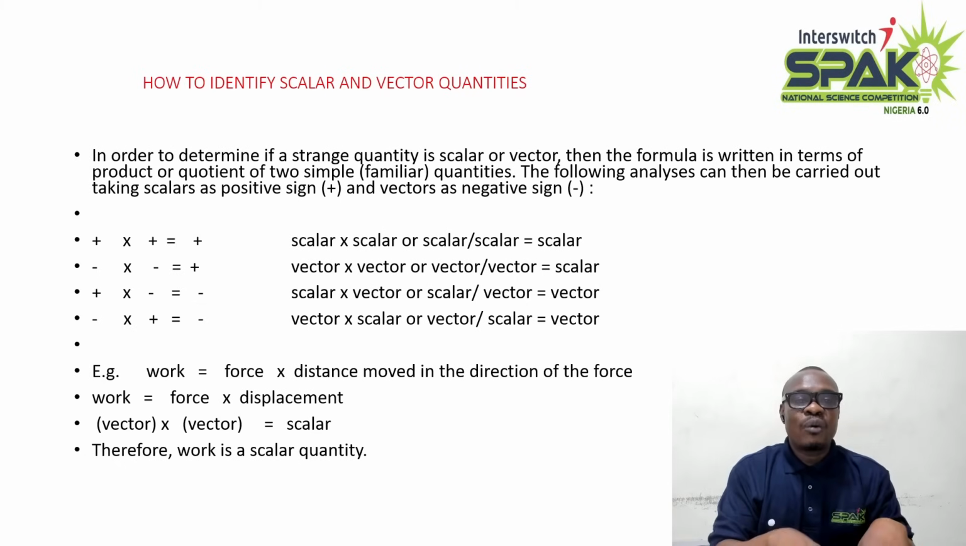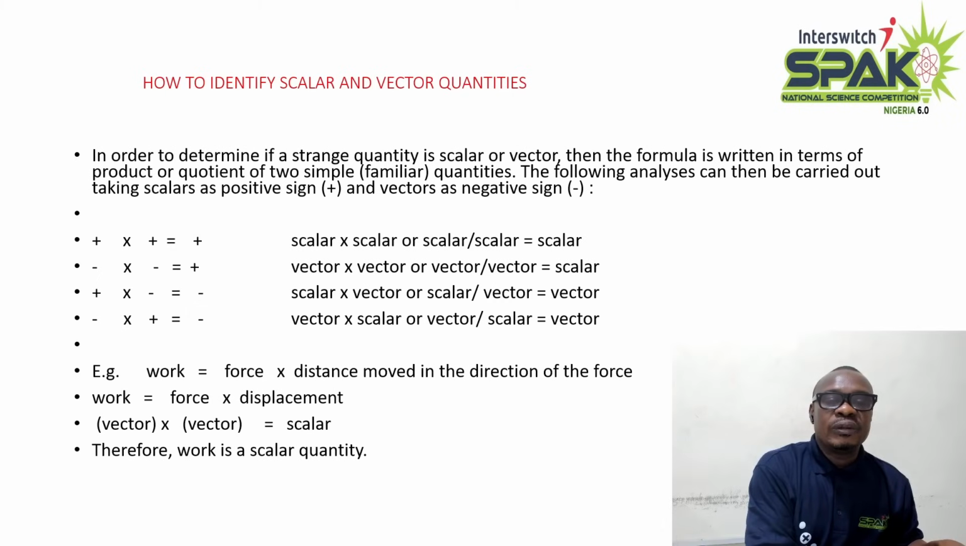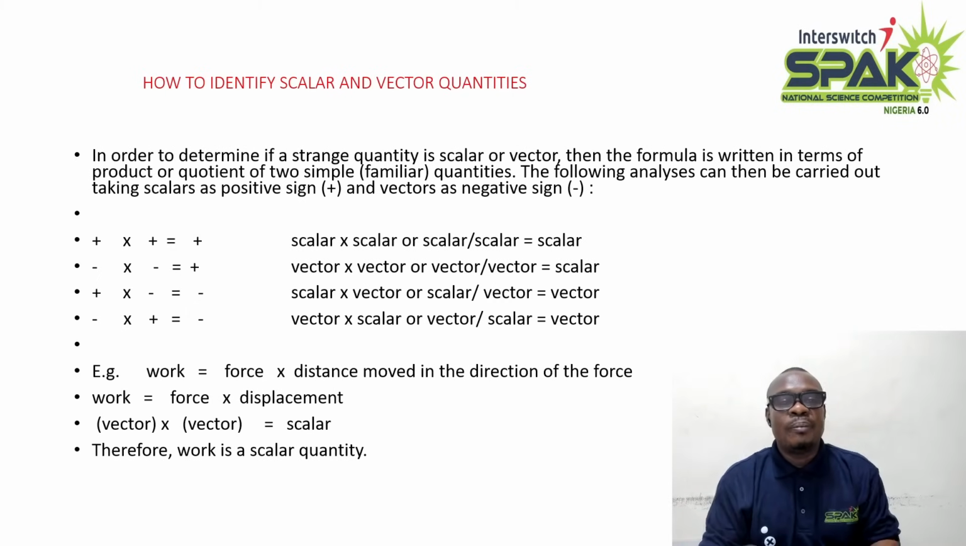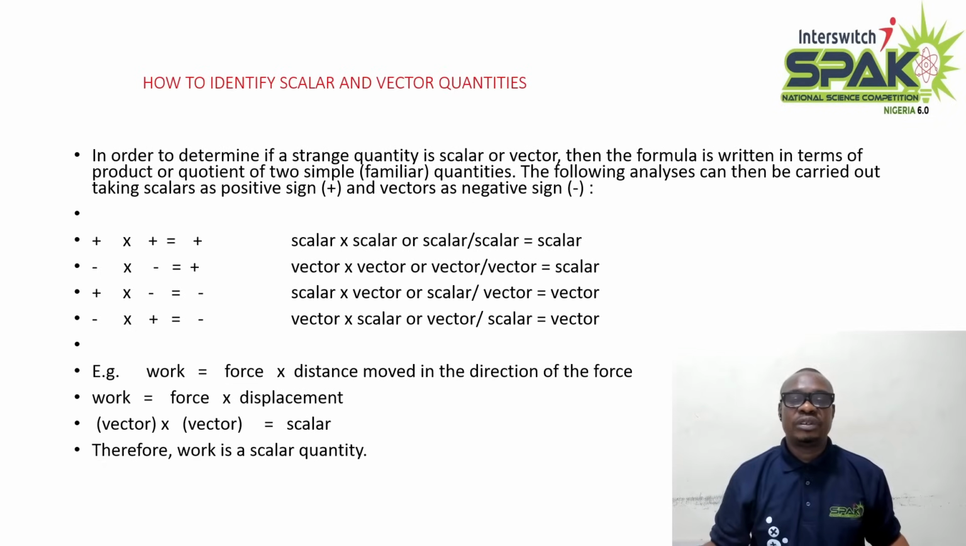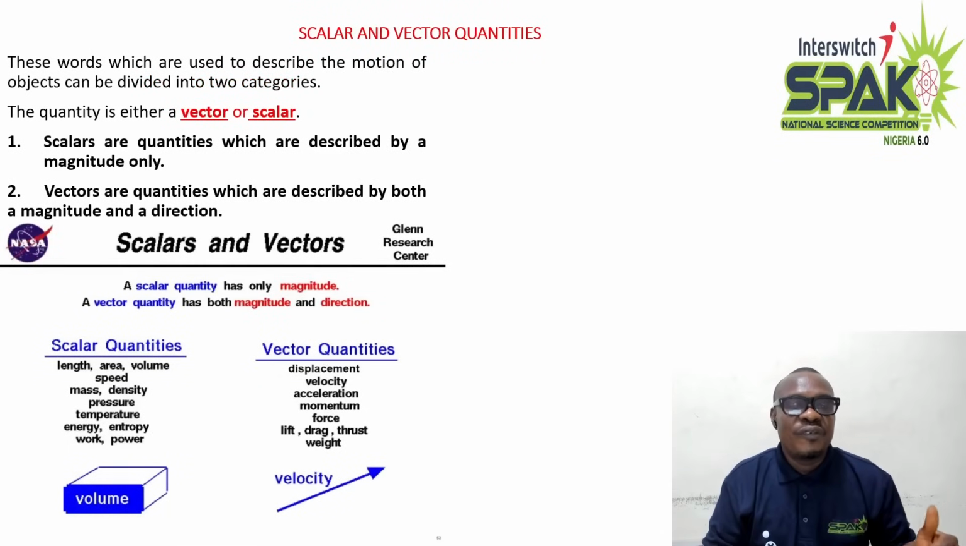So scalar quantities are quantities which are described by magnitude only. Whereas vector quantities are quantities which are described by both magnitude and direction. Now, if you look down here, we have a couple of examples of scalar quantities and vector quantities.